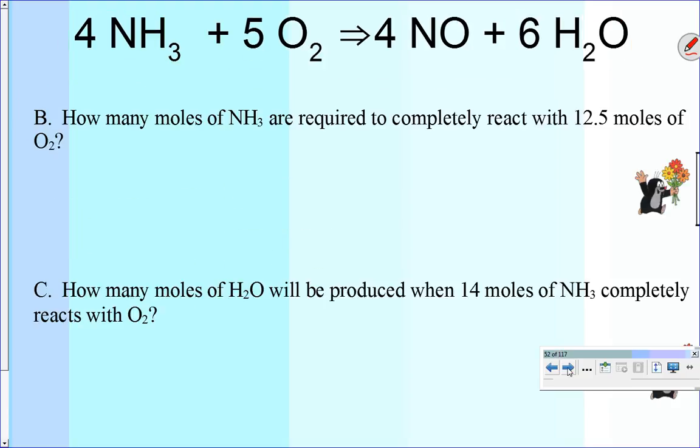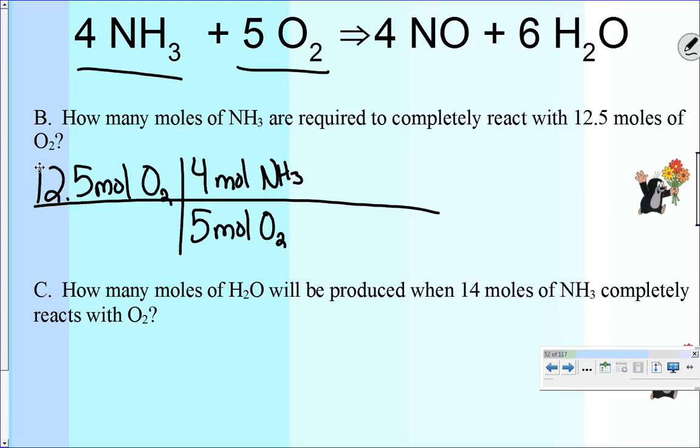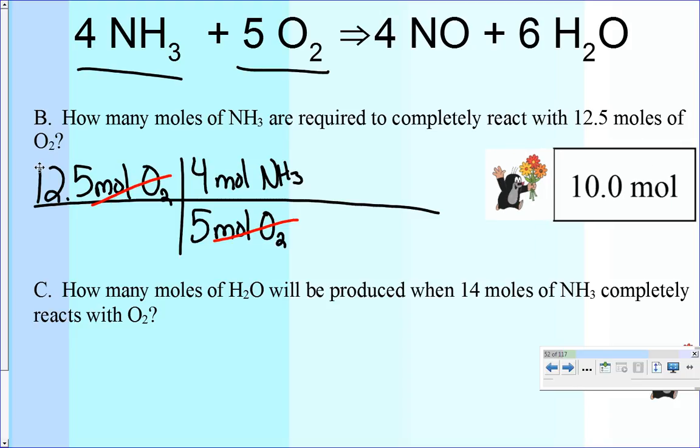Another fairly straightforward one like this, how many moles of NH3 are needed to completely react with 12.5 moles of O2? So we're starting with 12.5 moles of O2. We got to compare O2 with ammonia, which is NH3. So I'm going to put my 5 moles of O2 in the bottom and my 4 moles of NH3 on top. So fairly straightforward question again. Your moles cancel out there. 12 times 4 divided by 5 should have given you 10 moles.